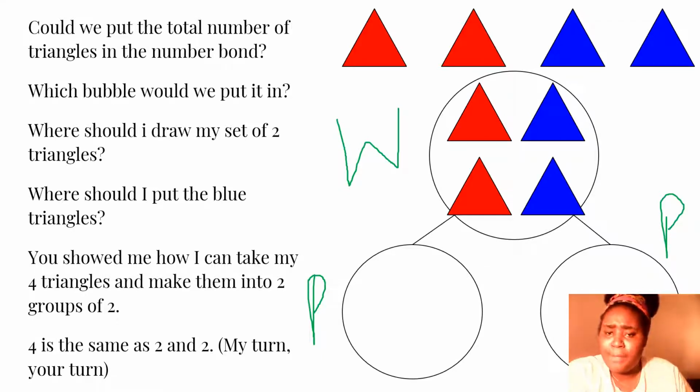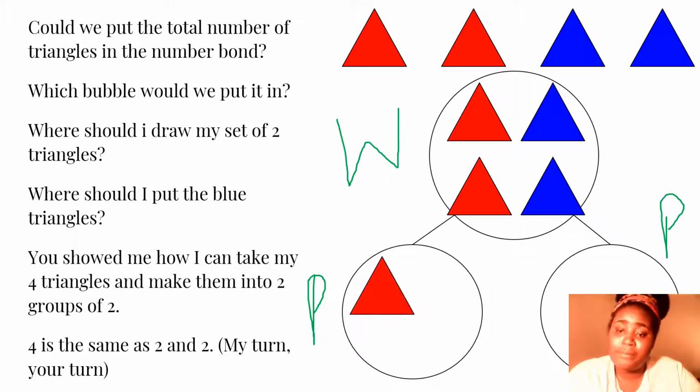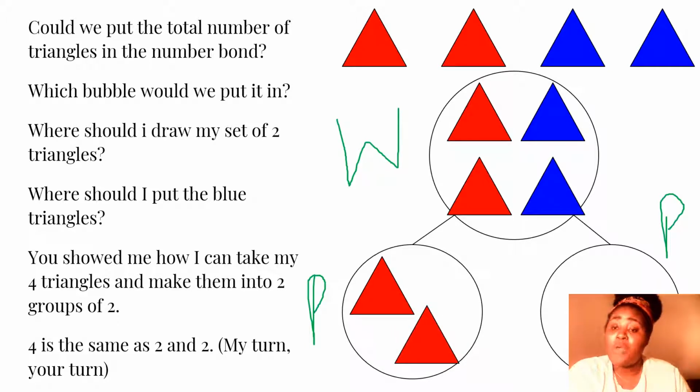Now where should I put the 2 red triangles? In one of our part bubbles, correct. 1, 2. And where should I put my other 2 triangles? In my other part bubble. I would not put them together because they are different by color. And let me turn off my camera real quick to show you the 2. You see the 2 blue triangles are in the other part bubble.